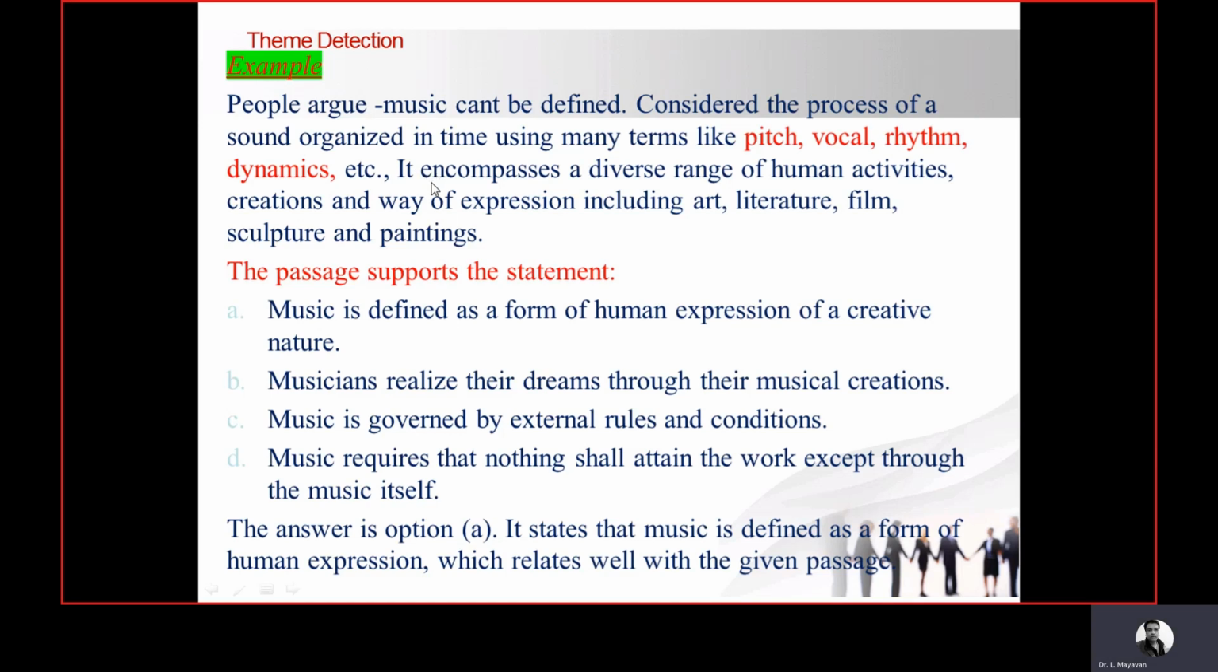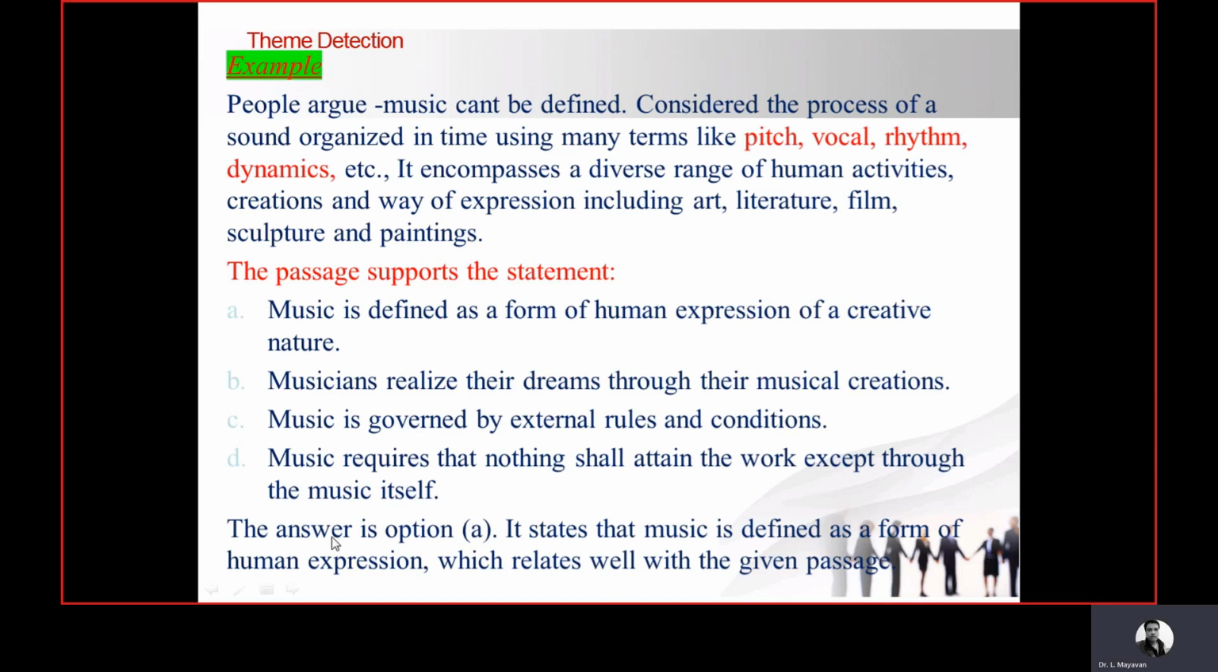People argue that music can't be defined. Music can be considered as the process of sound organized in time using many terms like pitch, vocal, rhythm, dynamics, etc. It encompasses a diverse range of human activities, creations, and ways of expression including art, literature, film, sculpture, and paintings. This is the passage. Now let us find out what the exact theme conveyed in that small paragraph is.